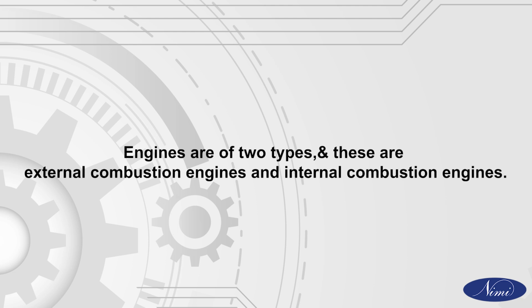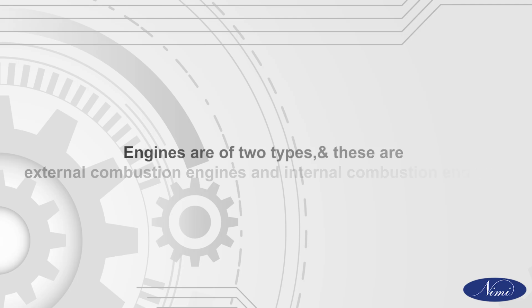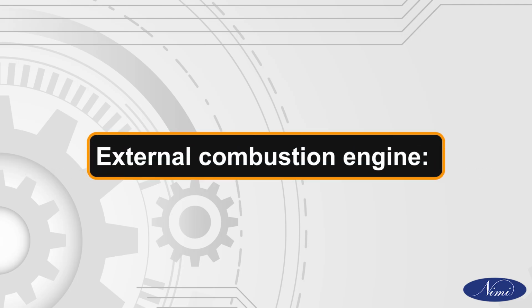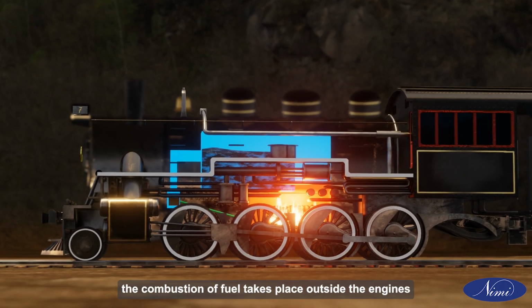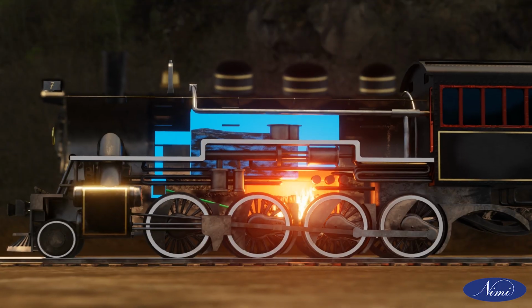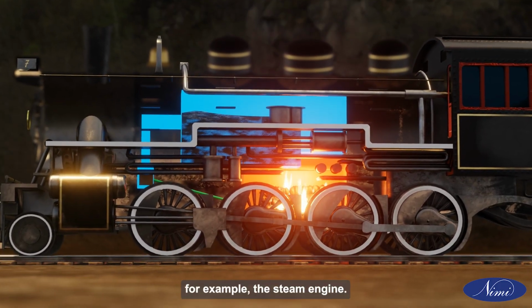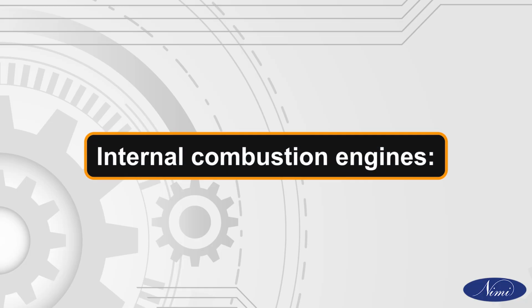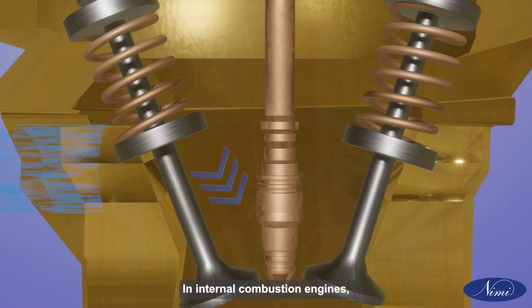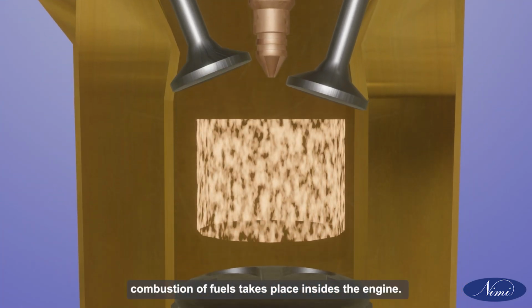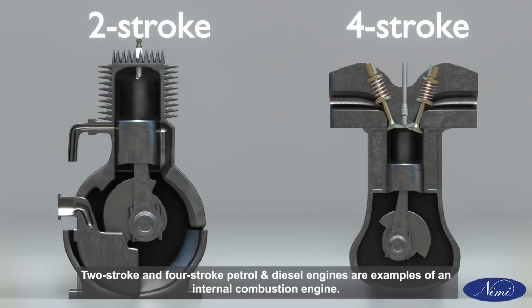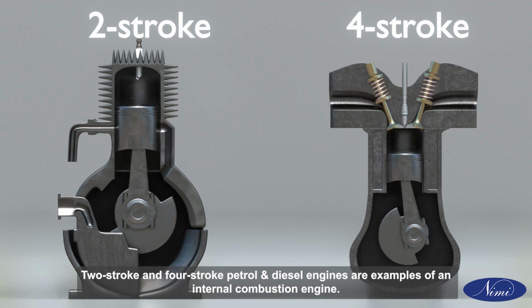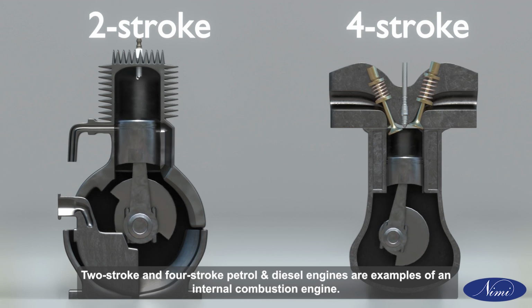Engines are of two types: external combustion engines and internal combustion engines. In external combustion engines, the combustion of fuel takes place outside the engine, for example, the steam engine. In internal combustion engines, the combustion of fuel takes place inside the engine. Two-stroke and four-stroke petrol and diesel engines are examples of an internal combustion engine.